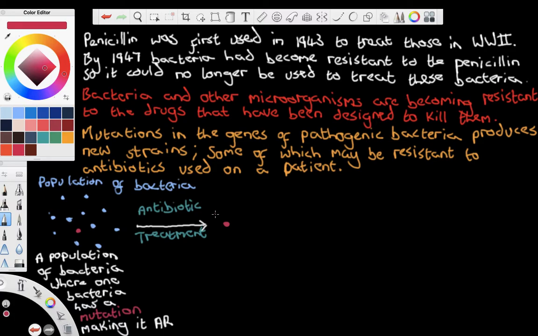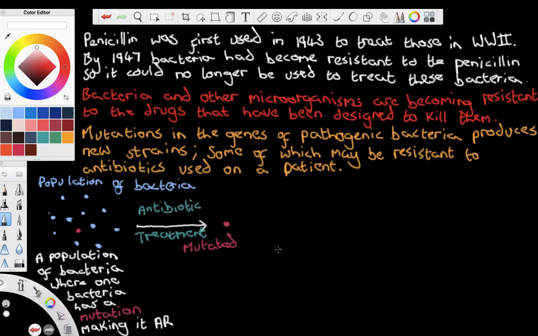So the mutated bacteria will survive and it will have all of the space, all of the nutrients, everything it needs to itself. It's no longer competing with these bacteria. Chances are, if you didn't take the antibiotics, this mutated bacteria would be killed off because it would be out-competed for resources by the other bacteria. But because you've got rid of all this competition by taking antibiotics, this bacteria now has all of the resources it needs to survive.